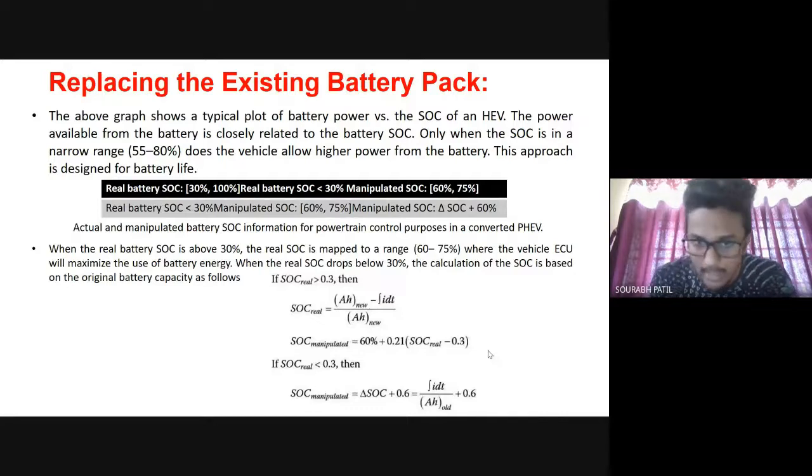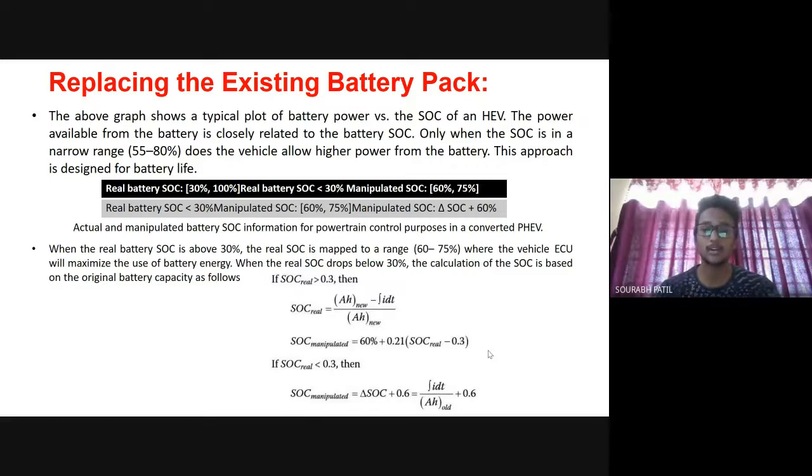State of charge of real battery is given by AH new minus integration IDT divided by AH new. AH stands for the battery capacity of the new pack of the battery, Ampere hour. Then the manipulated battery can be calculated as 60%, as it is mapped to 60 to 75%. So a manipulated value can be calculated as 60% plus 0.21 times (SOC real minus 0.3).